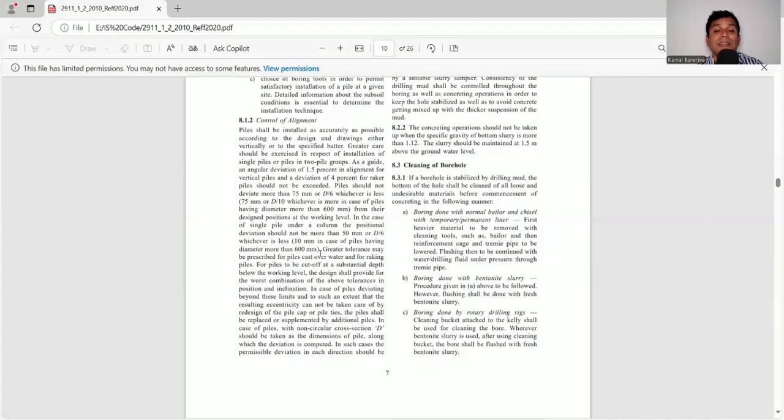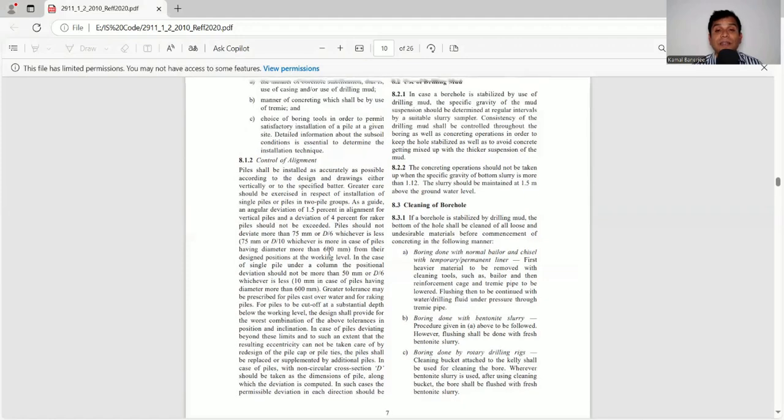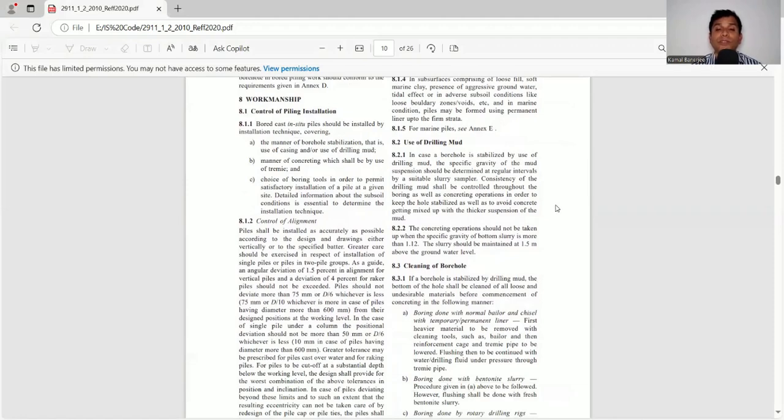So in clause 8.1.2, the alignment is already given. Now it is our duty to check with the total station, or make some three points surrounding the pile, and whenever we are placing the casing inside the bore, we can check from those checkpoints. So we need to ensure that the pile is in position. Then the next is use of drilling mud. In case a borehole is stabilized by use of drilling mud, the specific gravity of the mud, I already discussed in the bentonite slurry. See, here a limit is given, and this should be maintained.